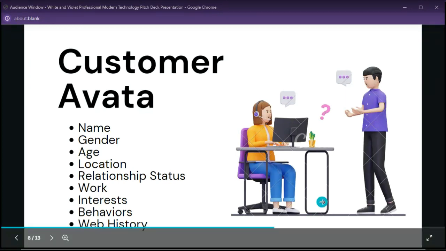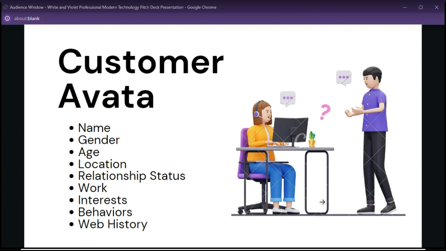Awesome. All right, so now this information could be their name, it could be their gender, maybe their age bracket, their location, maybe their relationship status. Maybe your product is for married people, not for single people. You need to understand all of this. Their work, what they are interested in, their behaviors, how do they behave, their web history. Do they visit YouTube a lot? Do they visit Google a lot? Do they visit Facebook a lot? Is there any platform they visit a lot? You need to have one or two insights about some of these things.